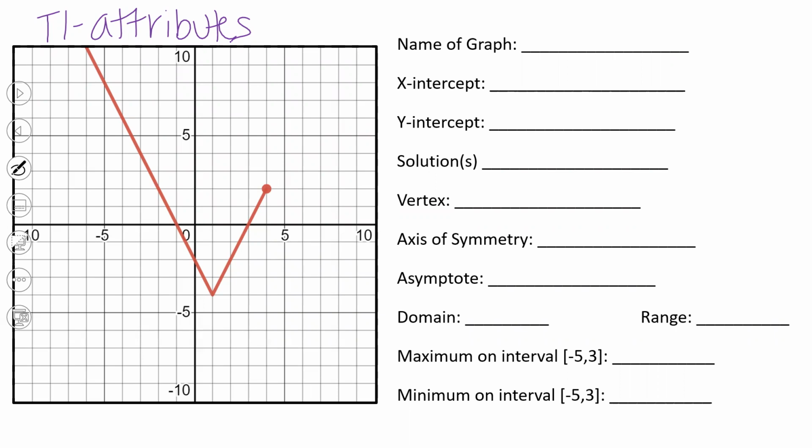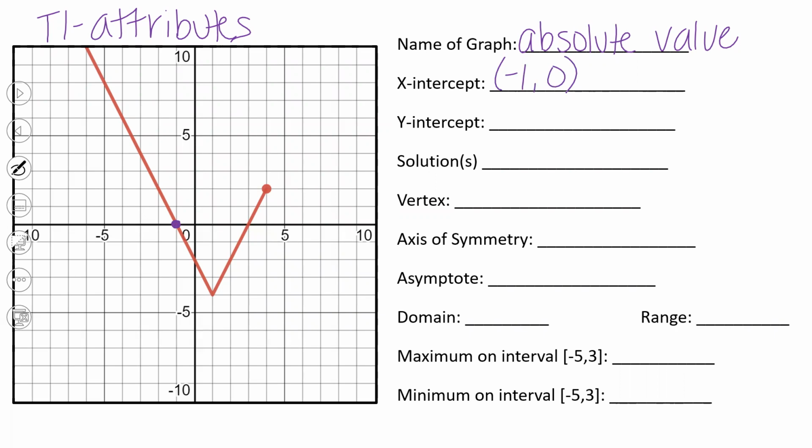What's the name of a V-shaped graph? Absolute value, not V-shaped, as some of you wrote on your test. Absolute value graph, okay? An x-intercept, where do I find my x-intercepts? On the x-axis. How many does this one have? There are 2. What is this x-intercept? -1, 0, written as a point on a graph.